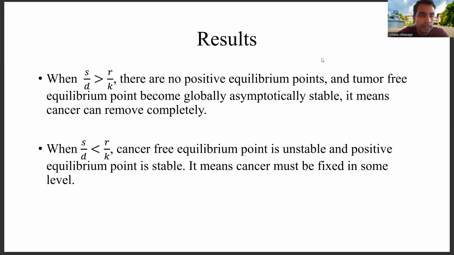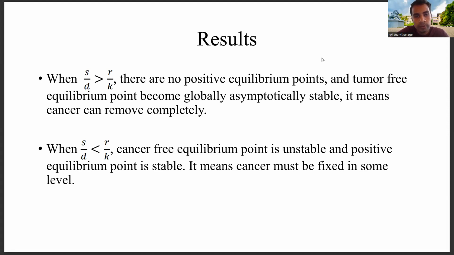So the final result is when s divided by d is greater than r divided by k, there are no positive equilibrium points, and we can remove the cancer completely. On the other hand, when the supply rate is less than the growth rate of the tumor, the cancer-free equilibrium point is unstable and the positive equilibrium point is stable. It means cancer must persist at some level.